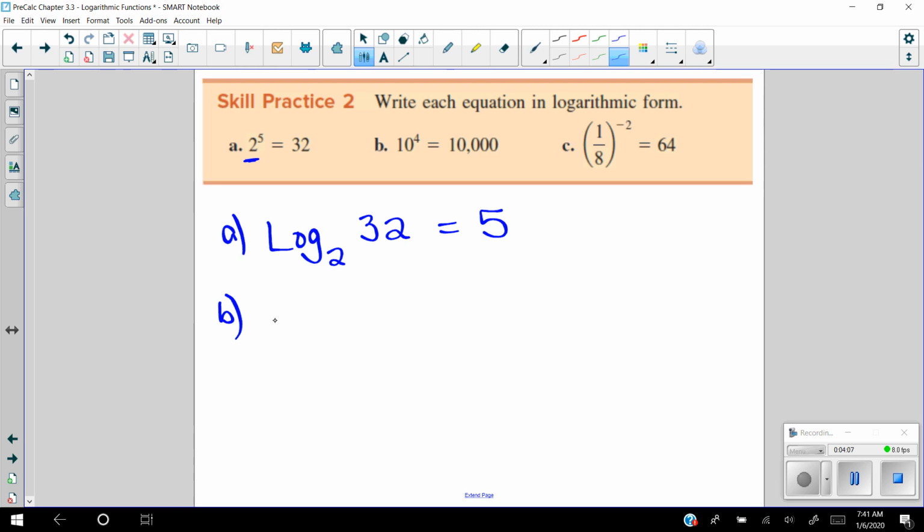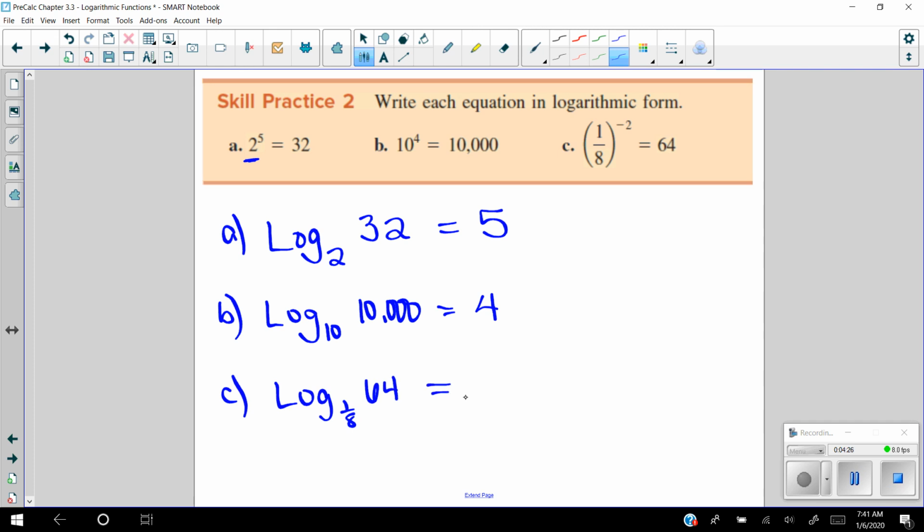Okay, B, the log base is 10 of 10,000 equals 4. And in C, the log base is 1/8 of 64 equals the exponent -2. Okay? So that's rewriting between exponential and logarithmic form.